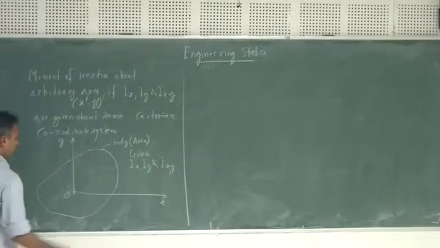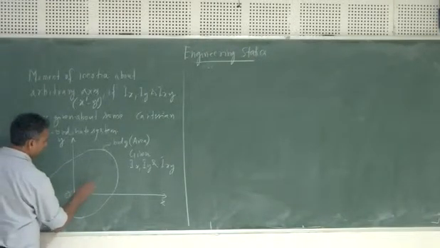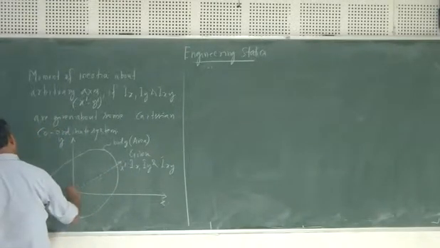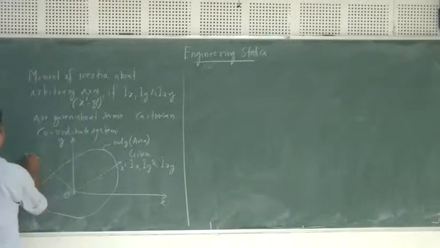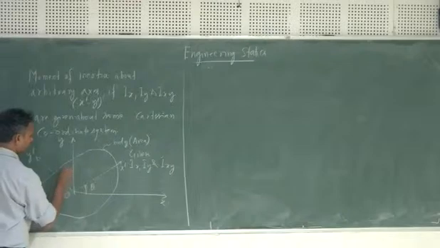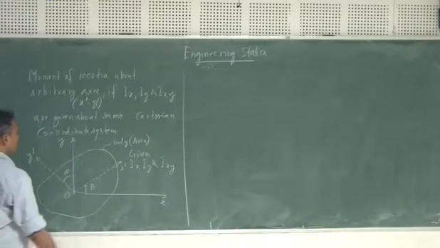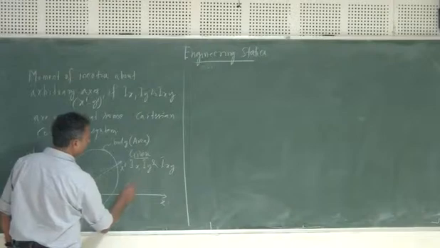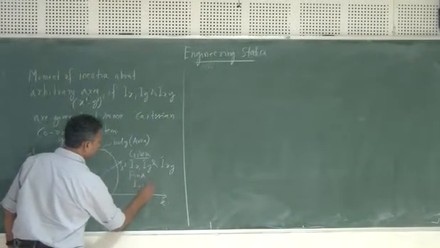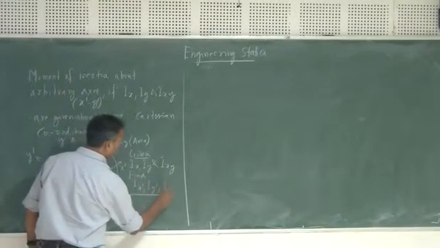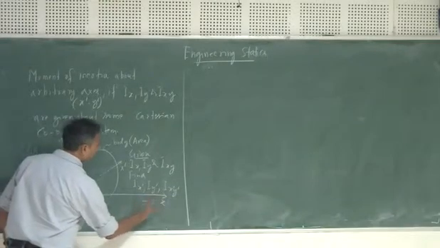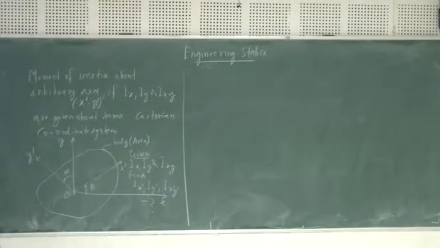Now what you have to find out is, if this axis rotates to x dash and here y dash, such that this is your given thing, find Ix dash, Iy dash and Ixy dash. How to find this out? This is what your problem is.